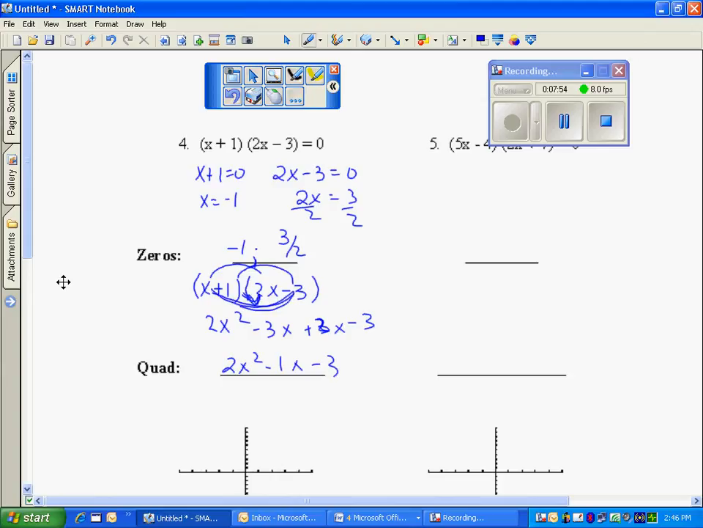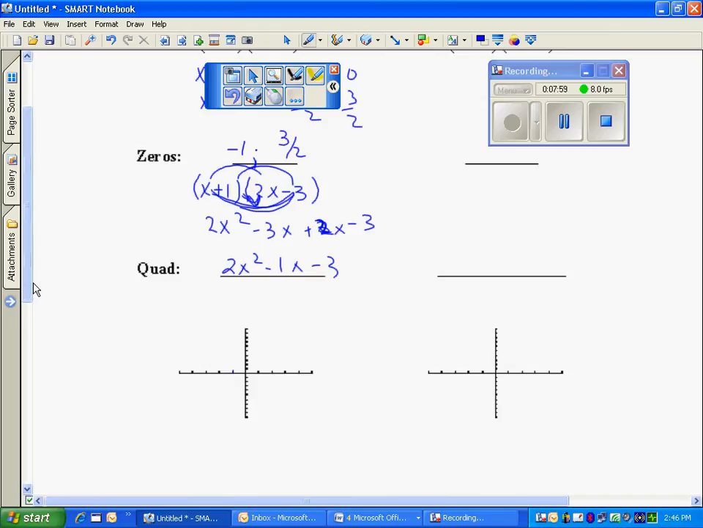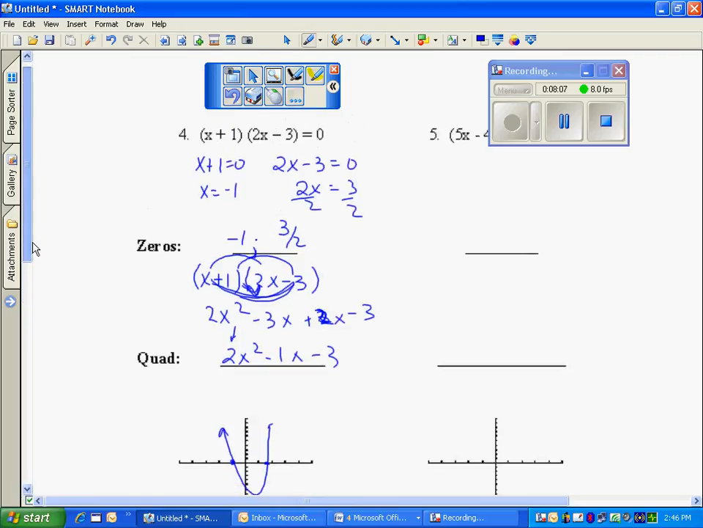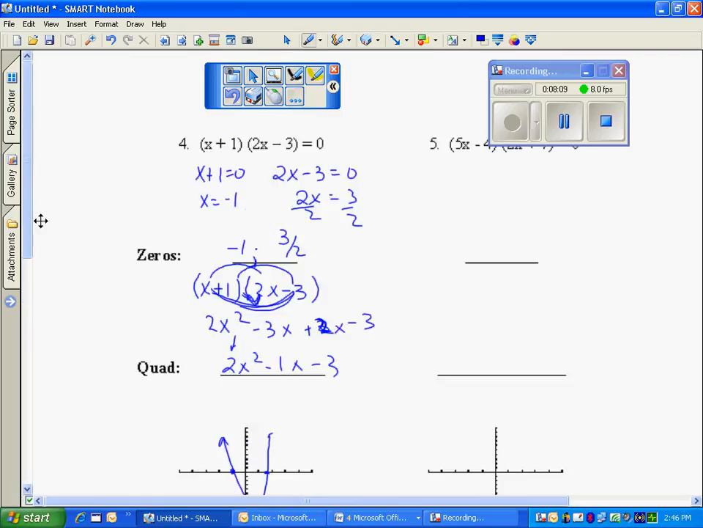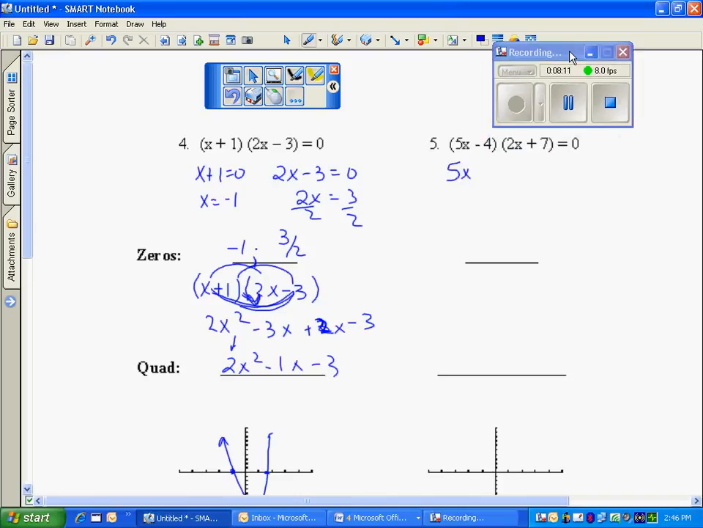Plotting on my axes, negative 1, 1.5. 2 is narrow opening up. So that's a general shape of my quadratic. Last one is a little bit more complex. Taking 5x minus 4, setting it equal to 0, moving the 4 and dividing by 5. Not a very pretty number, but 5/4 I can find.